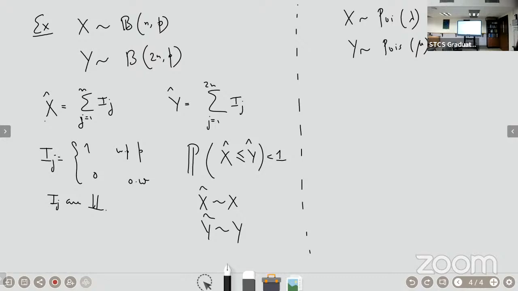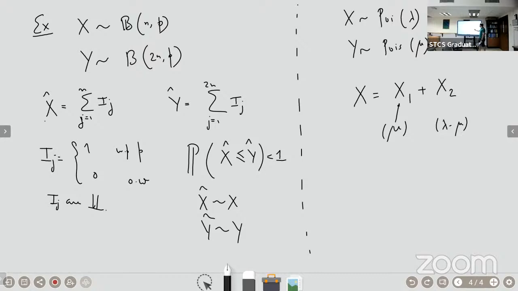X you can write as a sum of 2 Poissons. First with mean mu, second with mean lambda minus mu. Let's say x1 plus x2. This guy is a Poisson with mean mu, and this is lambda minus mu. And they are independent, x1 and x2 independent. So definitely x is a Poisson with rate lambda.